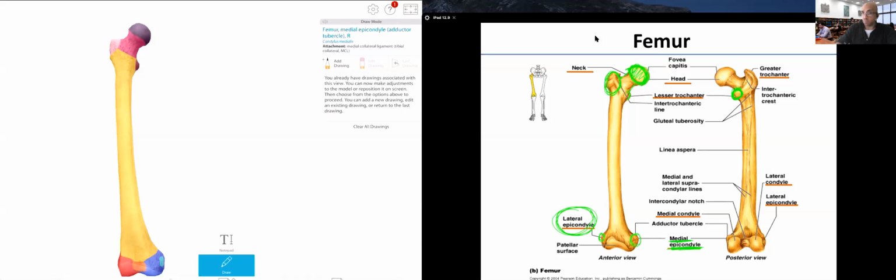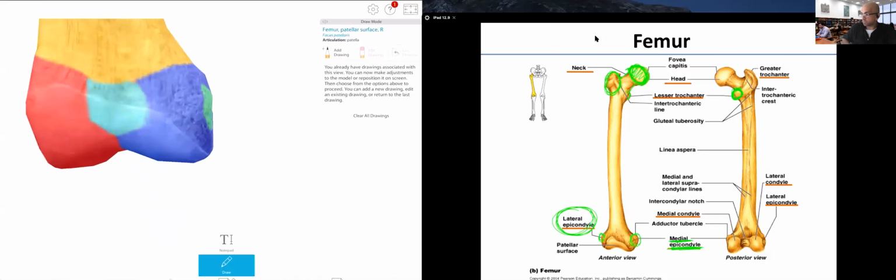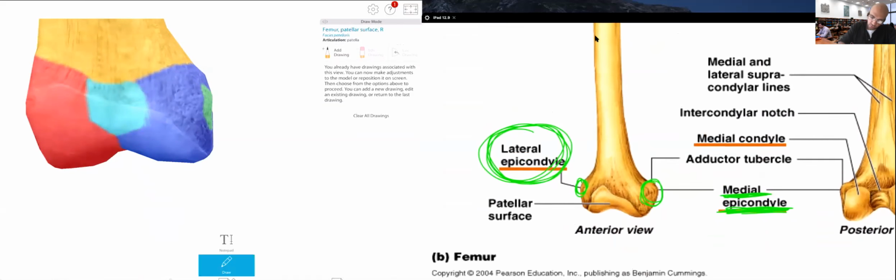We've got a notch, a depression here between the medial and lateral condyles. This notch is between the condyles, so we're going to call it the intercondylar notch. This smooth surface on the anterior aspect of the lower end of the femur is where the patella, the kneecap, is going to be articulating. So we call this surface my patellar surface. This is the patellar surface. So let's look on here.